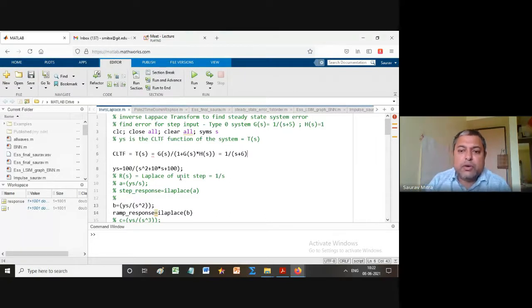I took the open loop transfer function forward path gain as 1 by S plus 5, and H(S) I took as 1. So CLTF, that is the closed loop transfer function. I'm telling you the third method of finding the steady state error.